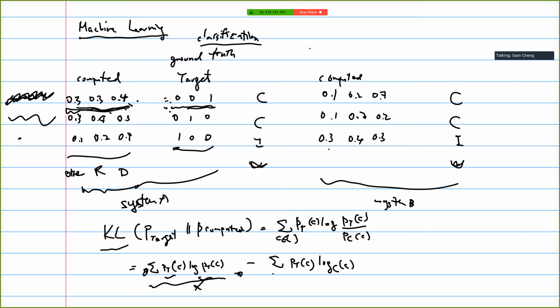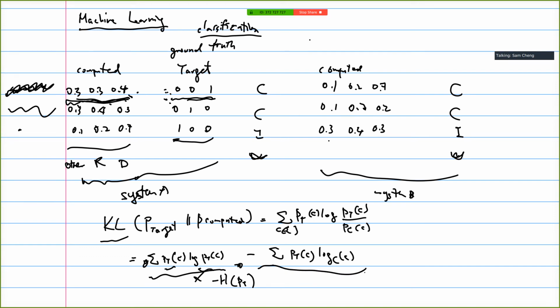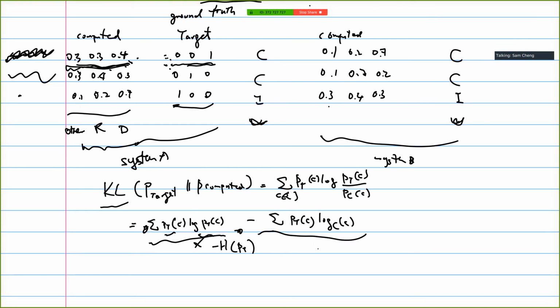And of course, this that we don't care about is actually the minus entropy of the target distribution. But as I said, we don't actually care, in terms of evaluating our system, it's not relevant. Only the second term is relevant, and this is actually the second term that appears often in machine learning literature, and it is known as the cross-entropy. And in practice, people will compute the cross-entropy. This is sometimes known as a cross-entropy loss function.